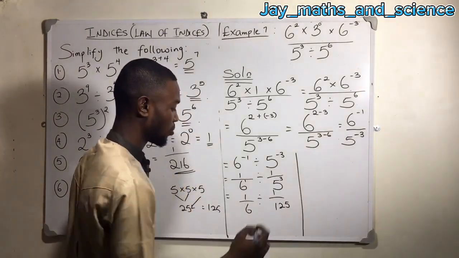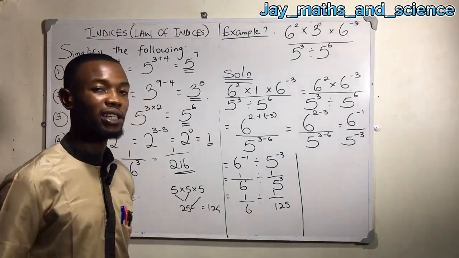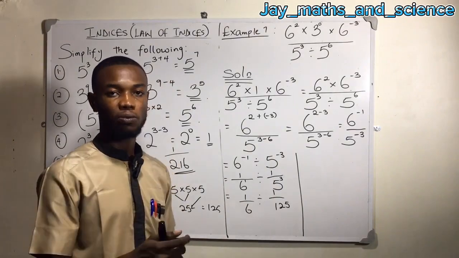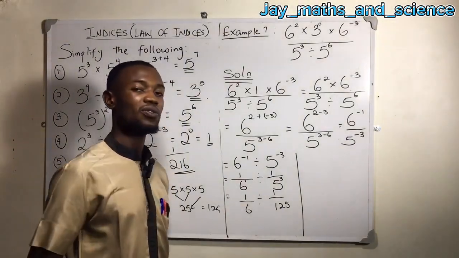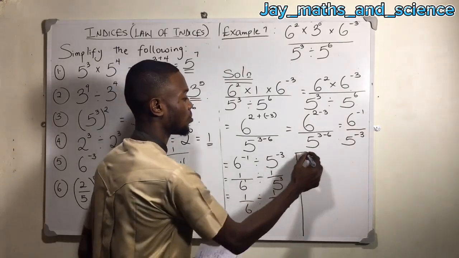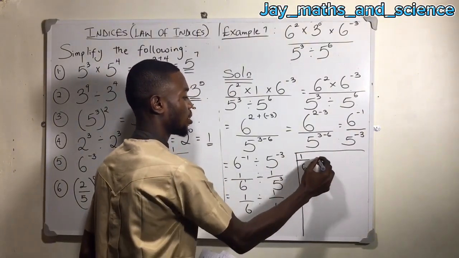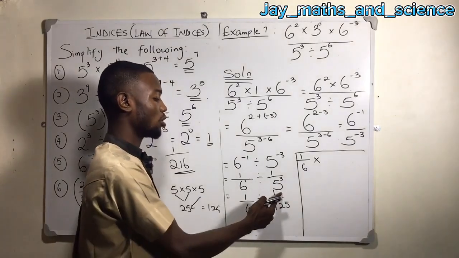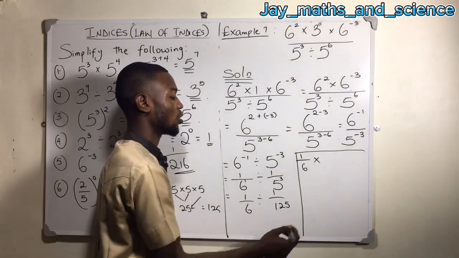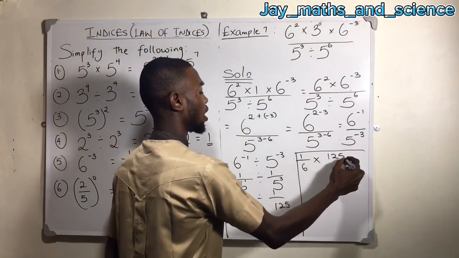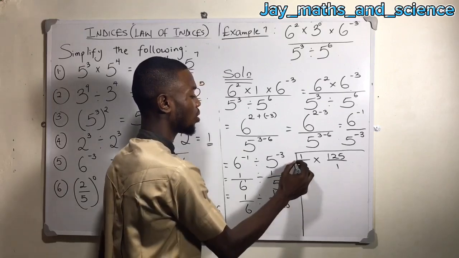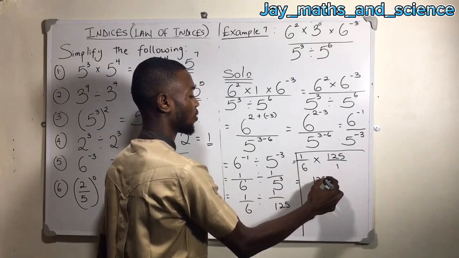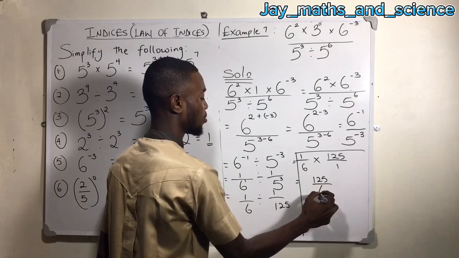Permit me to use this place to complete my work. Now when division sign is found in between two fractions, the right hand side of the fraction changes its position, then the division sign changes to multiplication. So we are going to have it now to be 1 over 6 multiplied by, remember this one is switching its position, the denominator will go to the numerator and the numerator will come down to the denominator. So we have it to be 125 over 1. Now we have to multiply 1 times 125, we have it to be 125. Then 6 times 1, we have it to be 6.